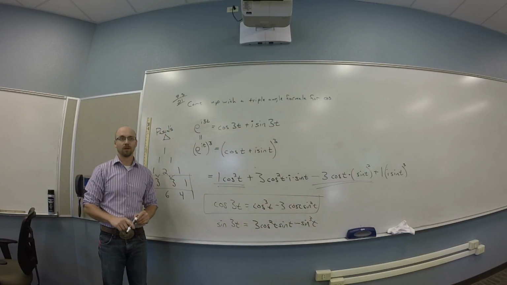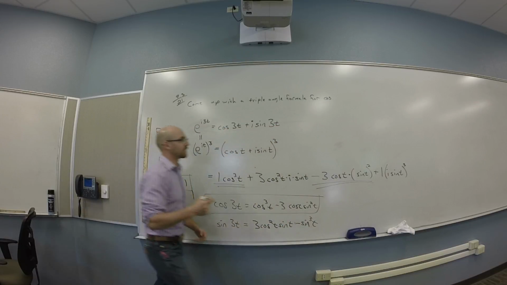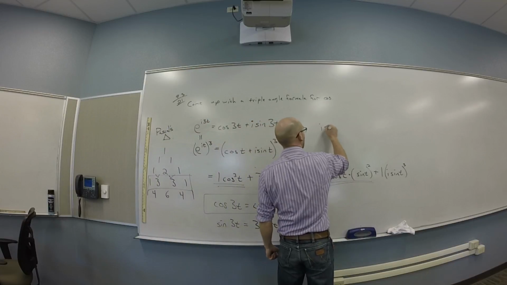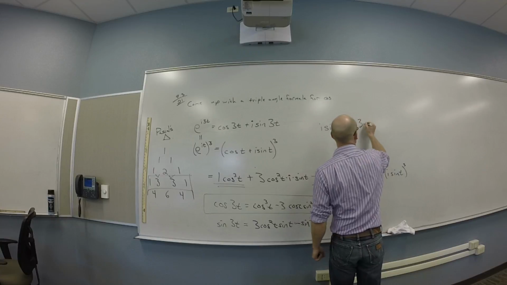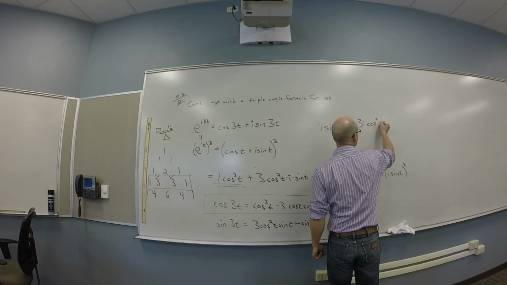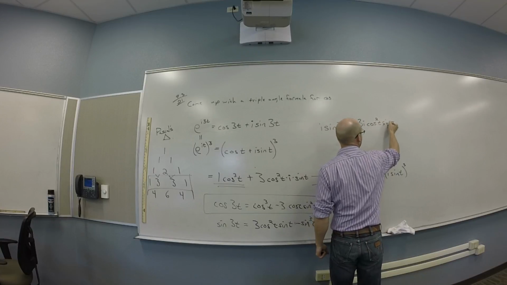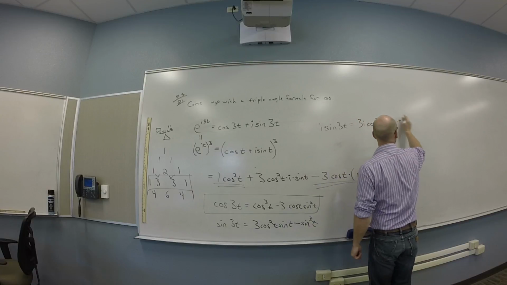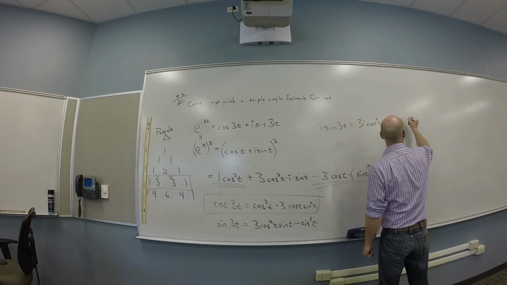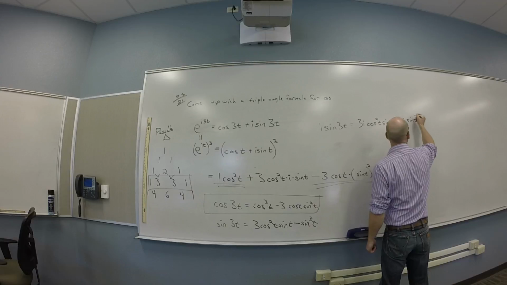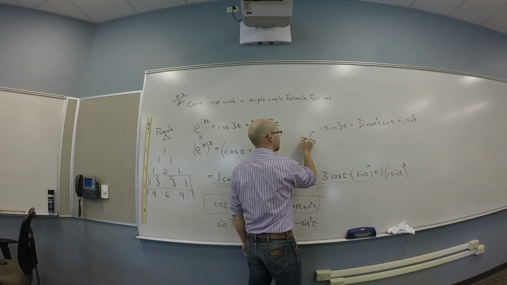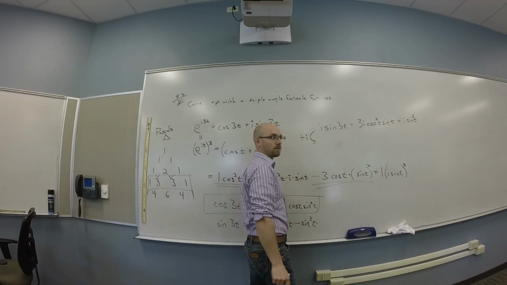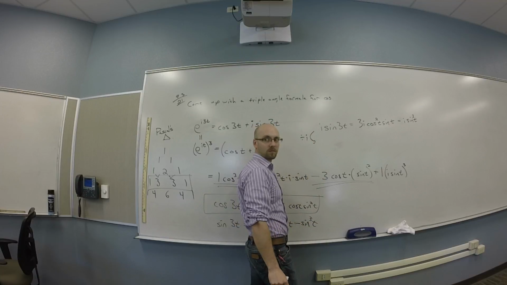Just cool with that? If you want to see that separately, it's like this. It's i sine 3t is 3i cosine squared t sine t, oops, minus i sine t cubed, right? And then you just take this whole equation and divide by i. That's cool.